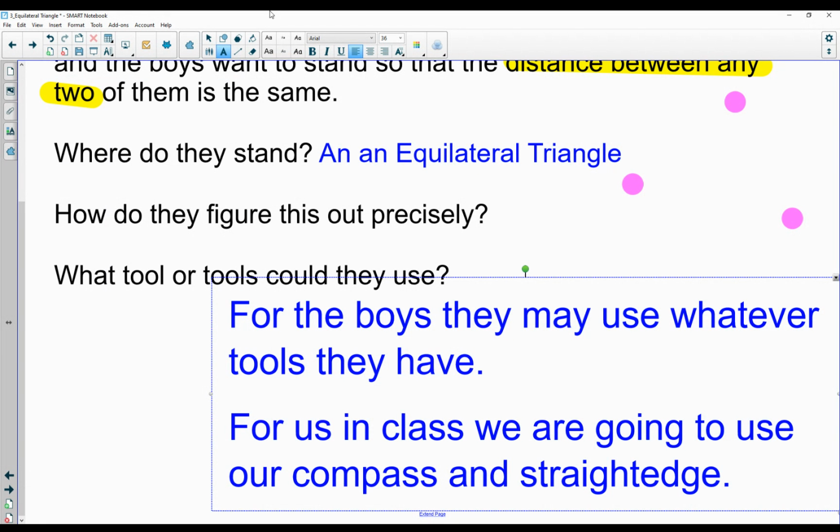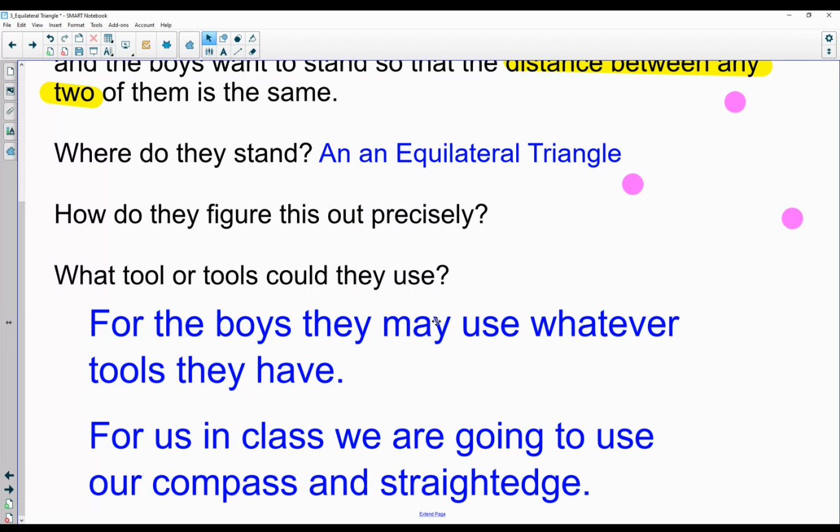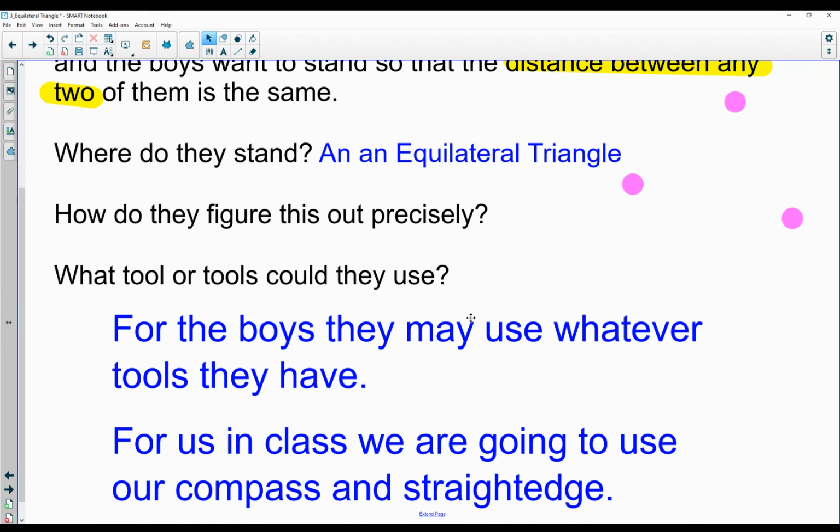Okay, and that's really going to be today's lesson. The objective of today is that you're going to be able to create and construct an equilateral triangle using your compass and your straight edge. So the perfect triangle, so to speak, will be the end result of your construction.